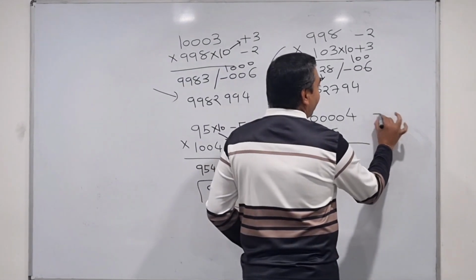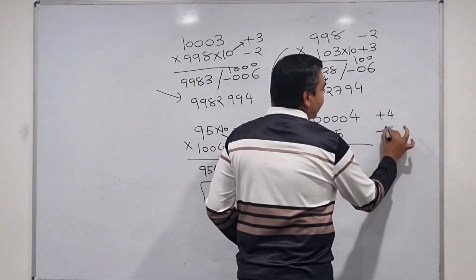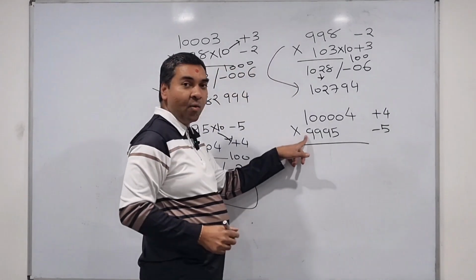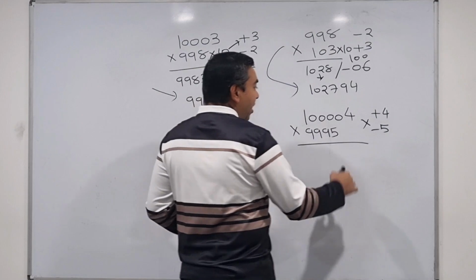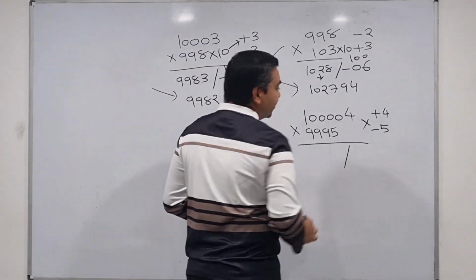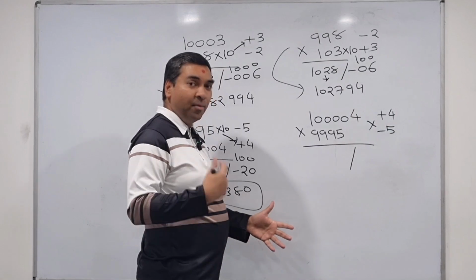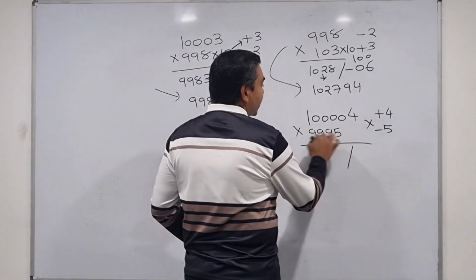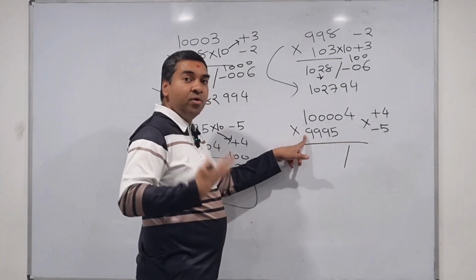This is plus 4. 9995 is minus 5. Yeah, so this is 4 more than 100,000. This is 5 less than 10,000. I'll multiply them. Here, a little bit proper, guys, we will understand. 4 times minus 5 is minus 20. Minus 20, yes. But what is my smaller base? Smaller base is 10,000.